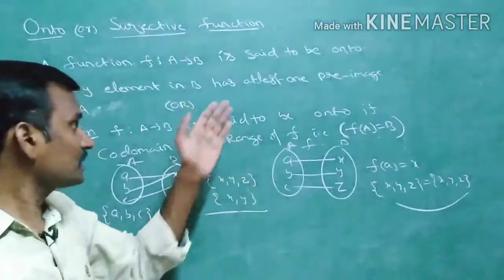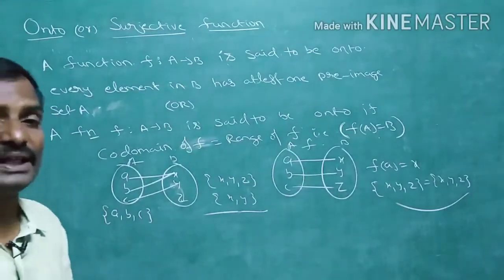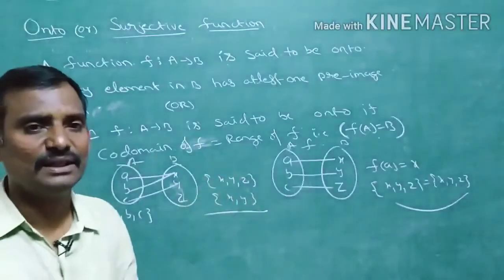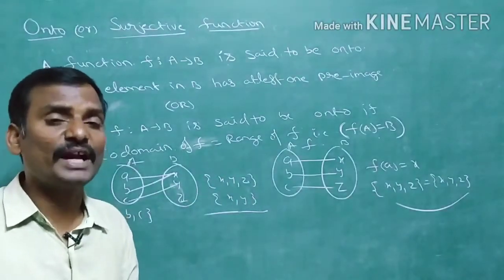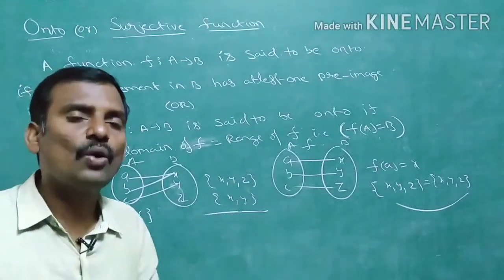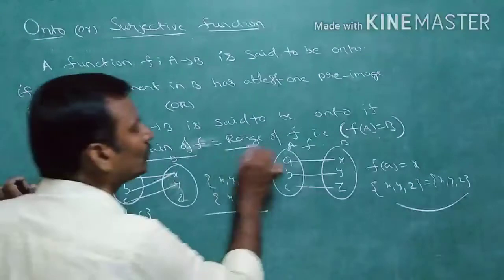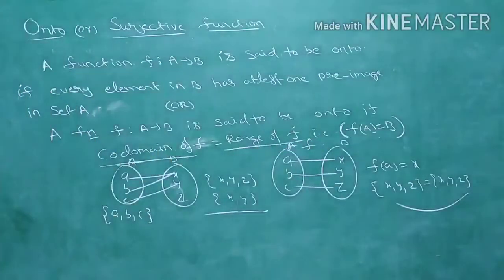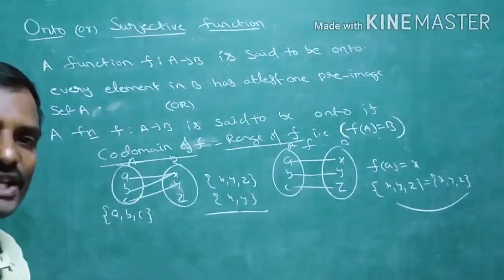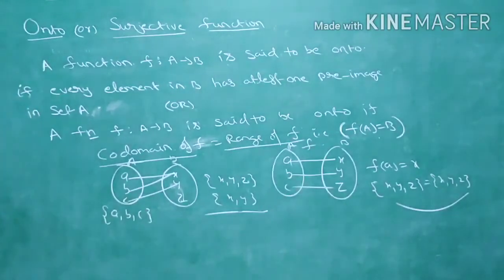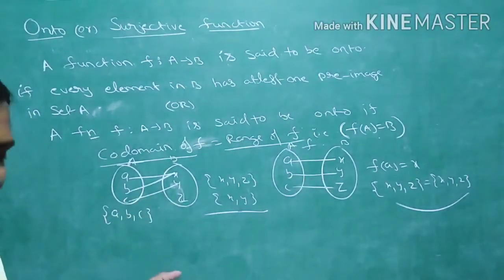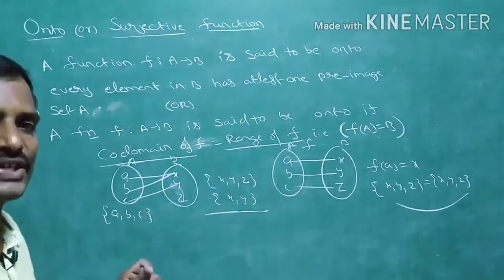Another definition for onto function, the easy definition. A function f from A to B is said to be onto if codomain of f is equal to range of f. If the codomain of the function is equal to the range of f, that is an onto function. If codomain is not equal to range, that is not an onto function.